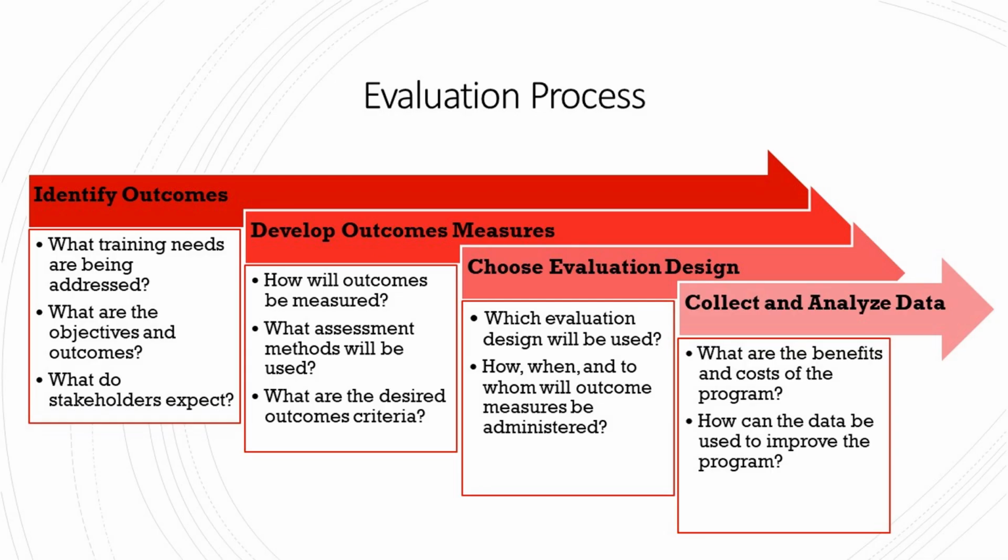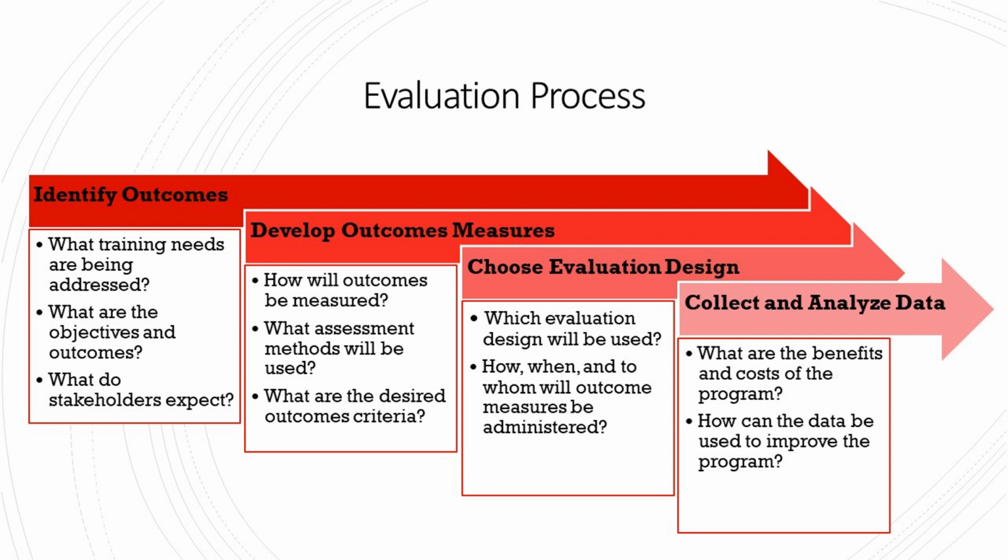This graphic illustrates the basic steps of training evaluation. We start by identifying the program outcomes. To do this, we consider the training needs identified by the needs assessment, the training objectives and learning outcomes of the program, and stakeholders' expectations. Then we can develop our outcome measures using the Kirkpatrick-Phillips model.